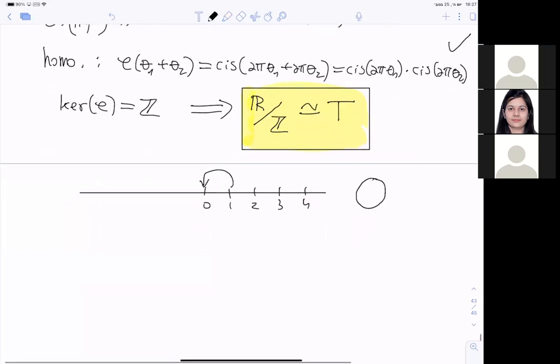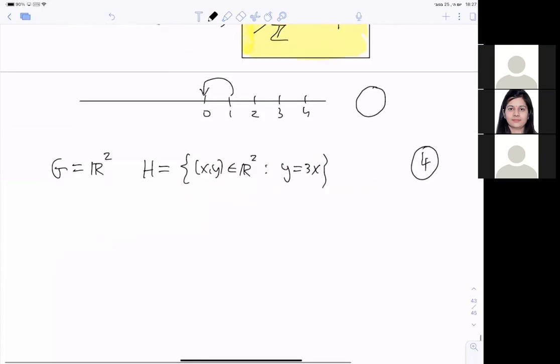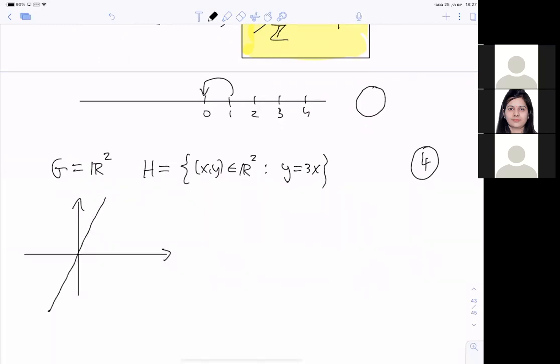Okay, we have 3 minutes. Think of G as R2, and we want to show... think of H as this line, a line which passes through the origin, something like this. This is H. Of course, H is a normal subgroup in G.